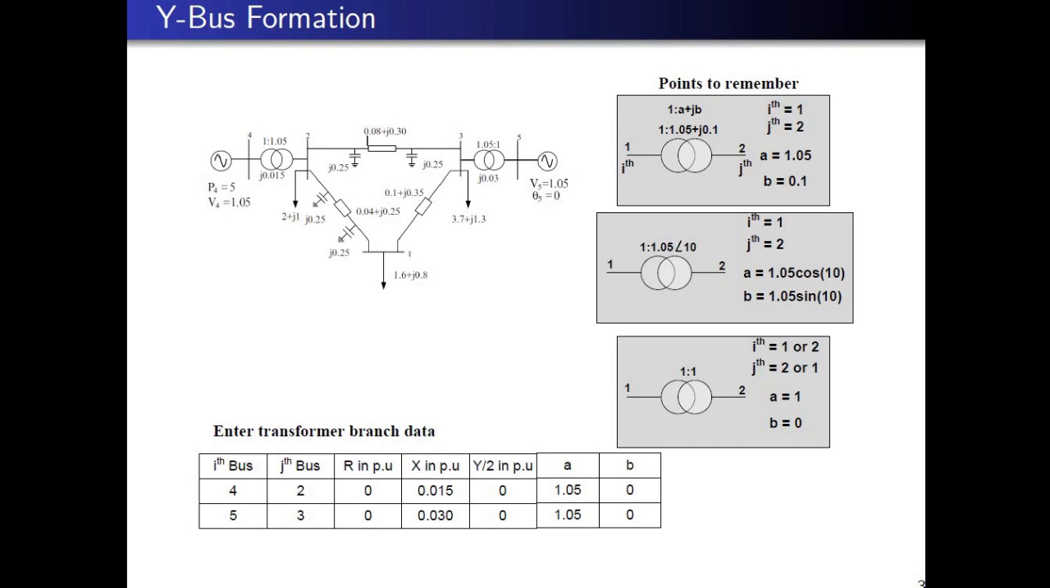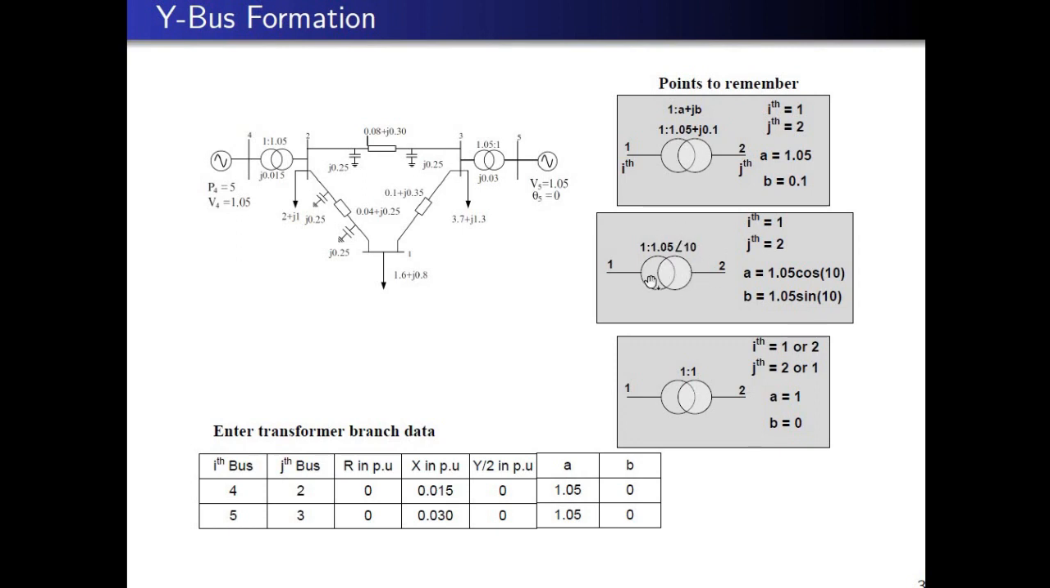please remember, the bus connected nearer to the winding represented by 1 is the ith bus, and the bus connected to the other winding, represented by A plus jB, or in polar R angle theta, is the jth bus. Therefore, in this figure, the ith bus is 1 because it is connected to the 1, and the jth bus is 2 because it is connected to the winding 1.05 plus j0.1. And here A is the real part, 1.05, and B is 0.1.